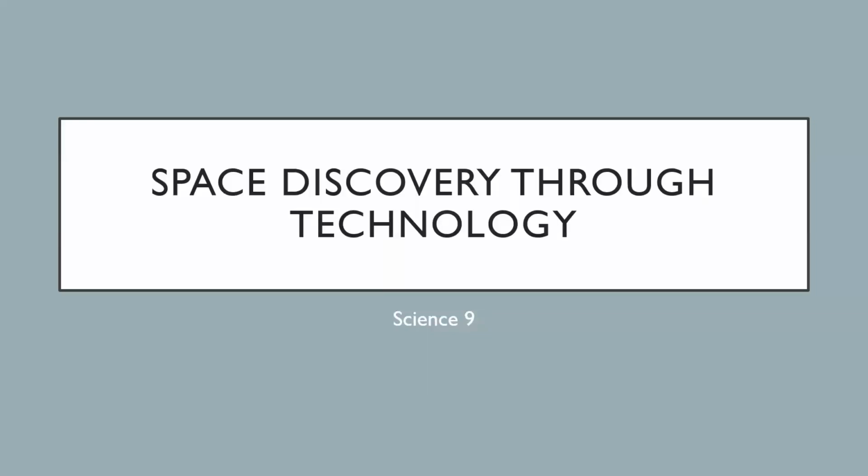Okay, so today we're going to talk about how discoveries have been made about space and the universe through using different kinds of technology. We're going to start with very primitive, like very old technology, and then we're going to move to more modern times as well as what we know about our universe as of now.